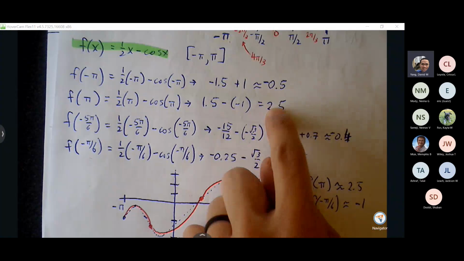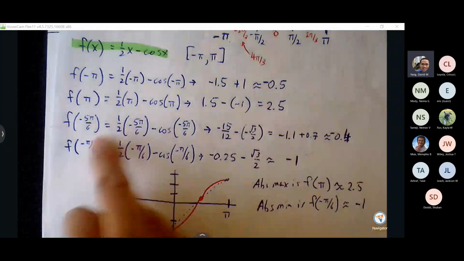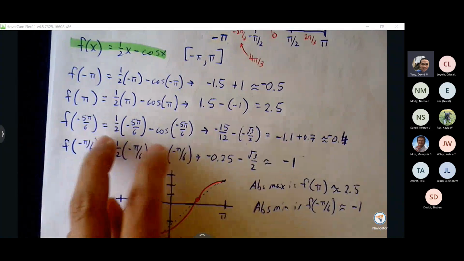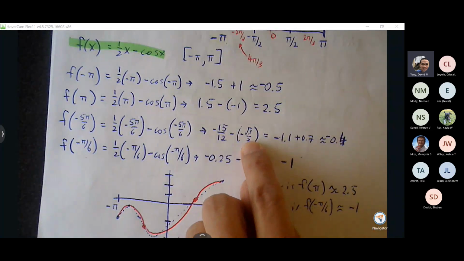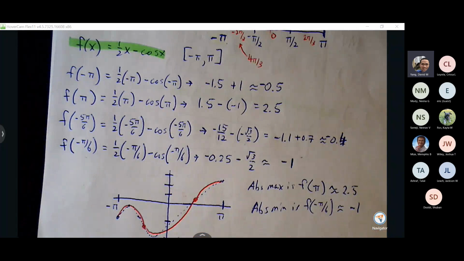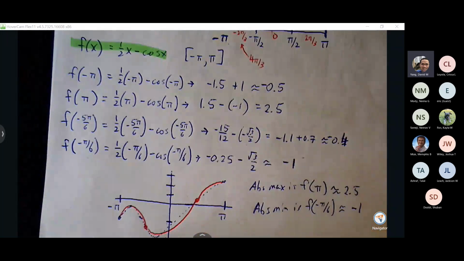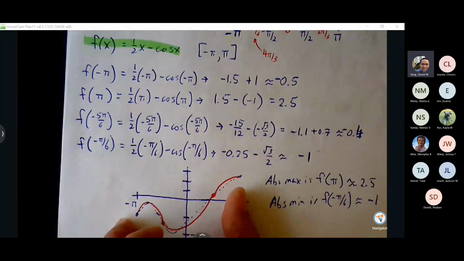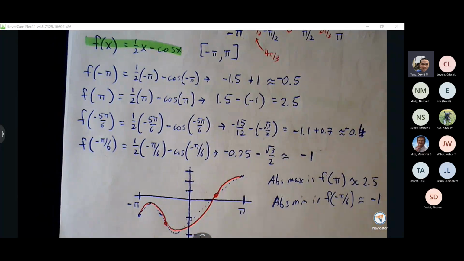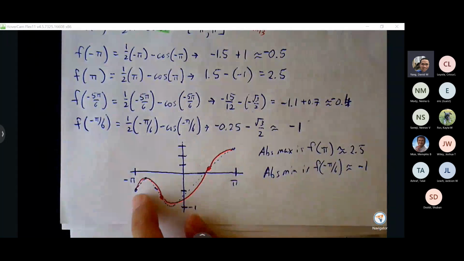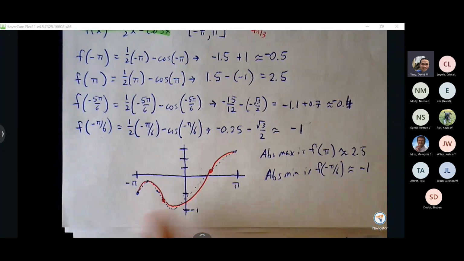So in this case, my endpoints are negative 0.5 and 2.5. If I insert negative 5 pi over 6, I'll tell you, hey, for root 3 over 2, use 1 or use 0.7, something like that. Once I have my ballpark values, the most important points are my endpoints, my relative max and relative min, because that's enough for me to trace my graph, even though I don't know the curvature of my graph.